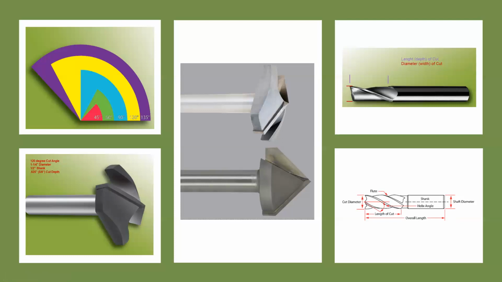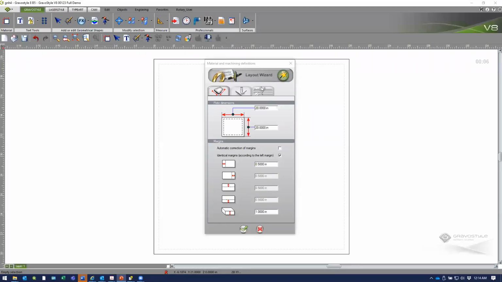So now let's take a look at Gravostyle. So for the exercise that we're doing today, we're going to assume that our material piece is 20 inches by 20 inches. I'm putting a margin of 1/2 inch around the outer edge of the material. And I do want to tell the software, in this case, what the thickness is of the material.